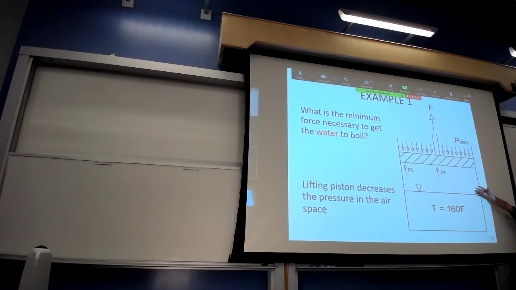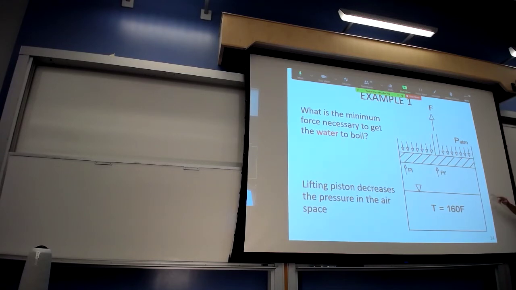The system's at equilibrium, and what we're going to do is lift up on this piston. That's going to create a vacuum here. And what we want to do is try to estimate how much force we have to pull up on that piston to lower the pressure enough to equal or be lower than the vapor pressure to get the water to boil. That's the simple question.